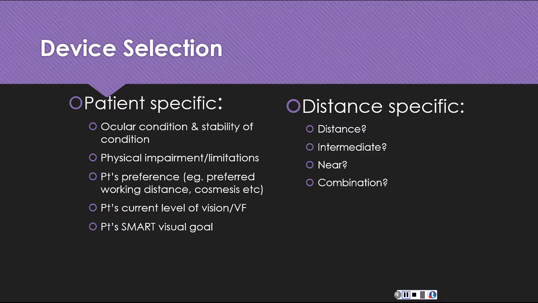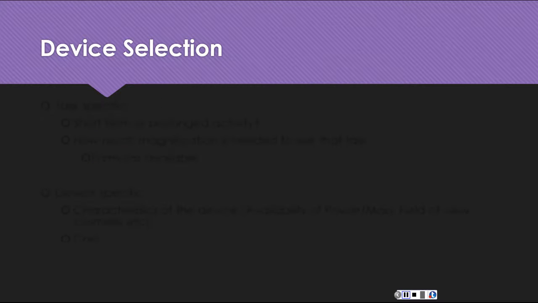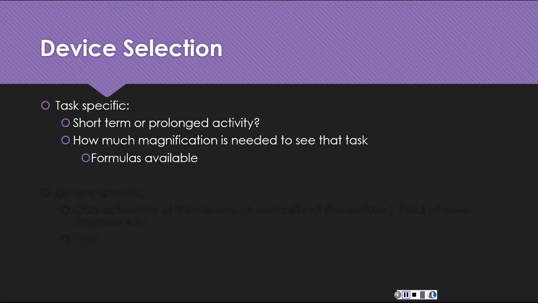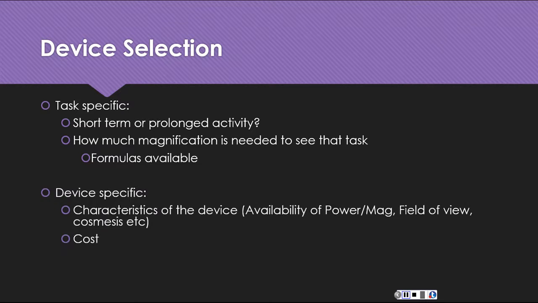And again, look at their current level of vision and also look at their SMART goal. Task specific: patients will tell you they want to read. That's such a broad type of task. If you go a little bit further, is it going to be spot reading, looking at a medicine bottle or a thermostat, or something that's going to be more prolonged reading going forward? And we're also going to need to see what kind of magnification, and that's where the formulas help us along there.